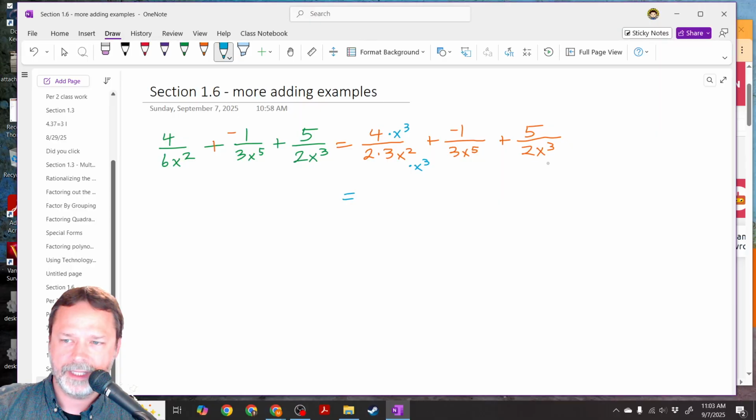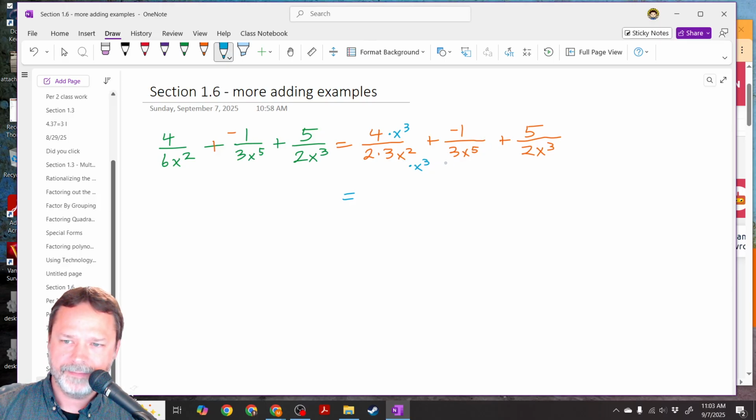Okay, great. Let's check it with the third. There's a 2 in this denominator. Is there a 2 in my first one? Yes. X cubed? Yes, I got an x cubed. I'm good. This one's done. And this would be my common denominator. 2 times 3 times x to the 5th.